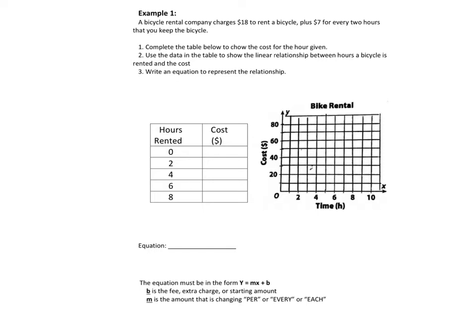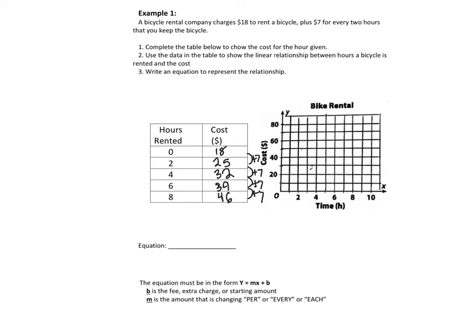So our story problem says the company charges $18 just to rent the bicycle. So that means before any hours are spent, it is $18 just to get the bike. Then the story problem continues saying plus $7 for every 2 hours. So we would need to increase by 7 each time we jump up 2 hours. So our first jump, 18 plus 7, gives us 25. 25 plus 7 gives us 32. 32 plus 7 gives us 39. 39 plus 7 gives us 46.